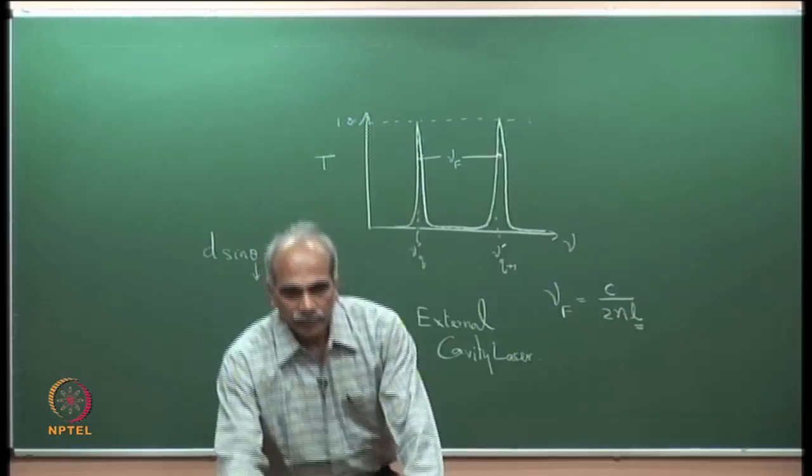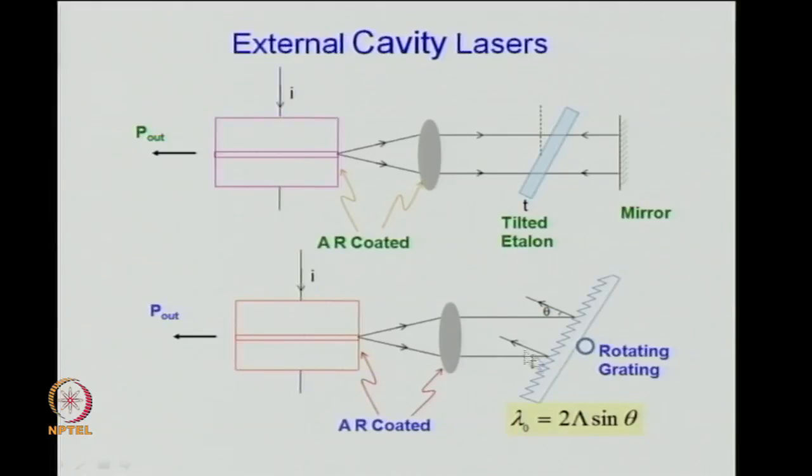In general, a theta could get reflected like this, which means it will not go back to this, but only one particular incident angle will go back into this, and therefore, only one wavelength will satisfy this condition of going back. So, by rotating the grating, you can choose different wavelengths to lase in this cavity, or at a given angle there is only one wavelength.